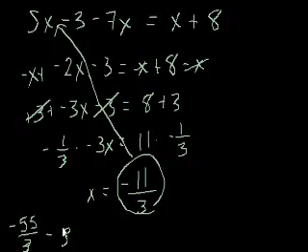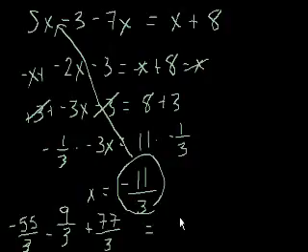And 3 could also be written as 9 over 3, so that's minus 9 over 3. I'm skipping some steps, but I think you know your fractions pretty good by this point. And then minus 7x is the same thing as plus 77 over 3, because we have the minus 7 times minus 11, so it's plus 77. And the equation is saying that should equal minus 11 over 3, that's what x is, plus 8, and 8 is nothing more than 24 over 3.